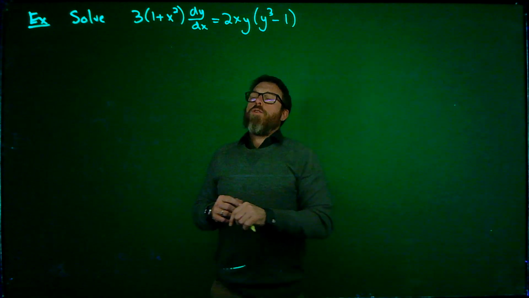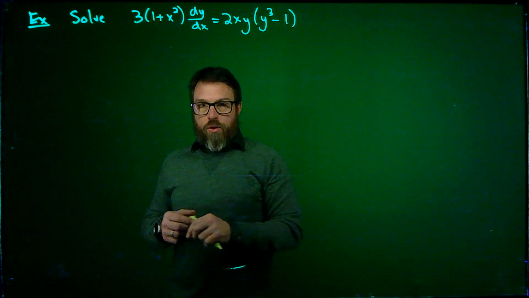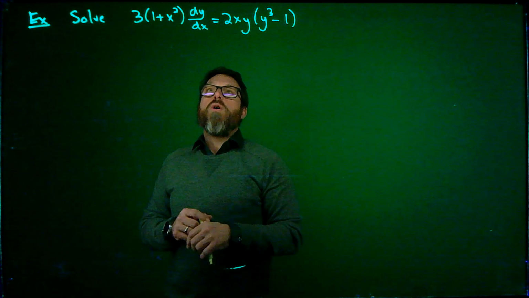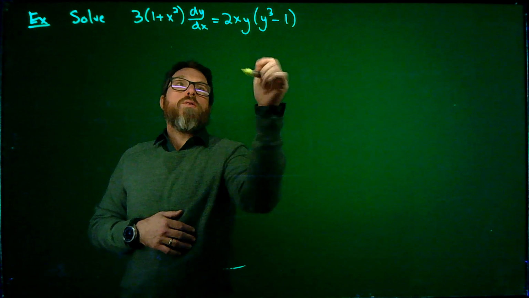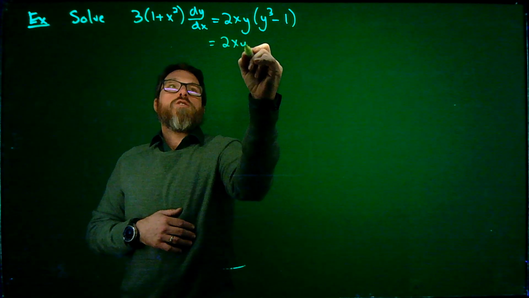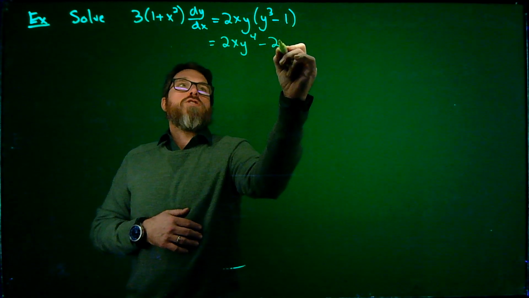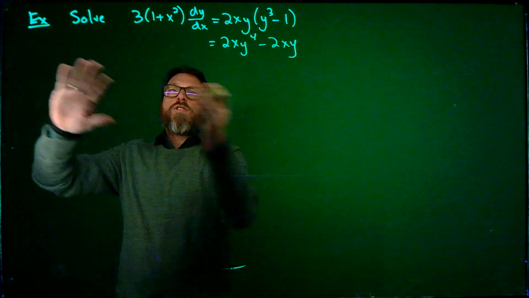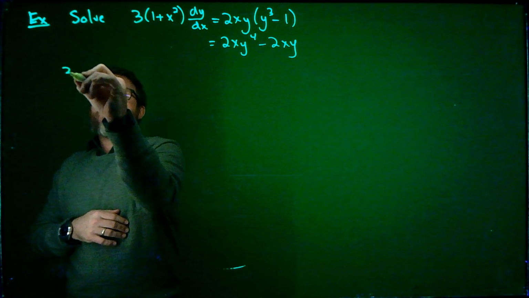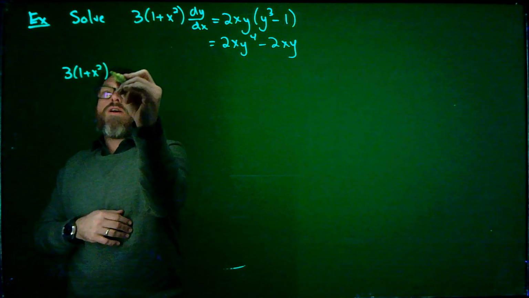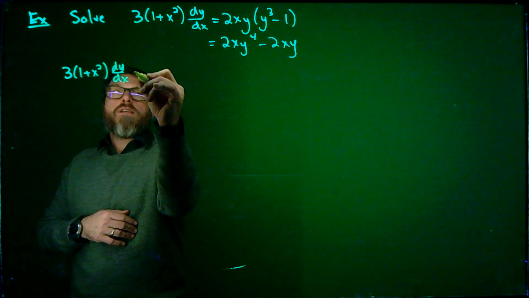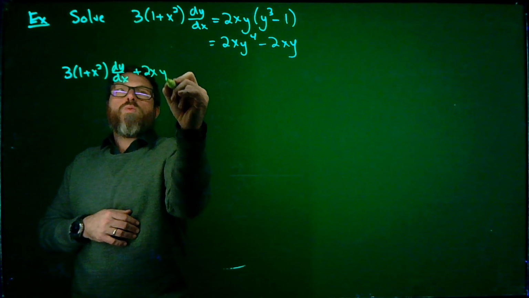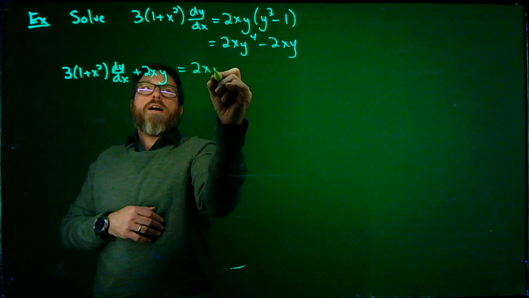So this is the differential equation I want to solve, and the first thing I want to do is put it in Bernoulli's form. So let's go ahead and distribute over here. So this is going to be 2xy to the fourth minus 2xy. And now I'm going to send everything to the other side. So this is going to be 3 times 1 plus x squared dy dx plus 2xy is going to be equal to this 2xy to the fourth.